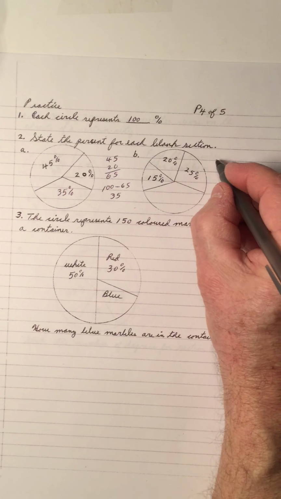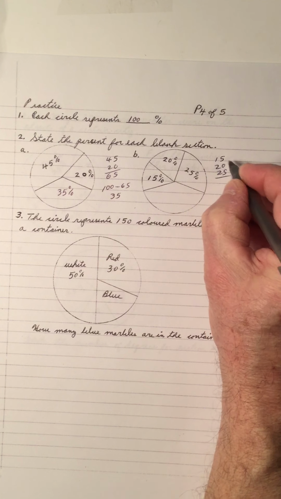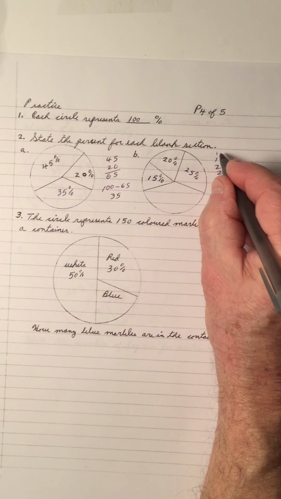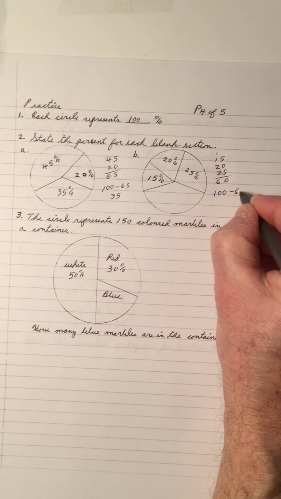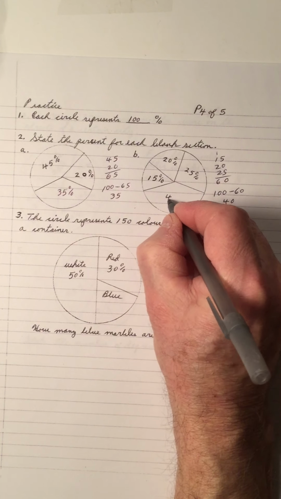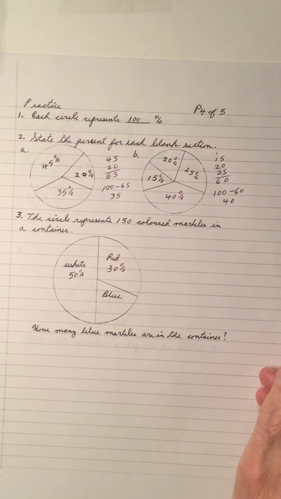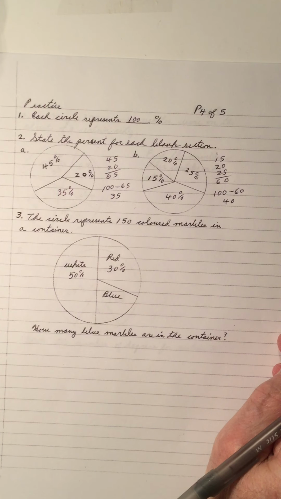B has 4 sections. We have a 15, we have a 20, a 25. We add that up, we get 60. So 100% subtract the 60 is 40. So the unknown section here is 40%. Remember, the percents for each circle add up to 100.